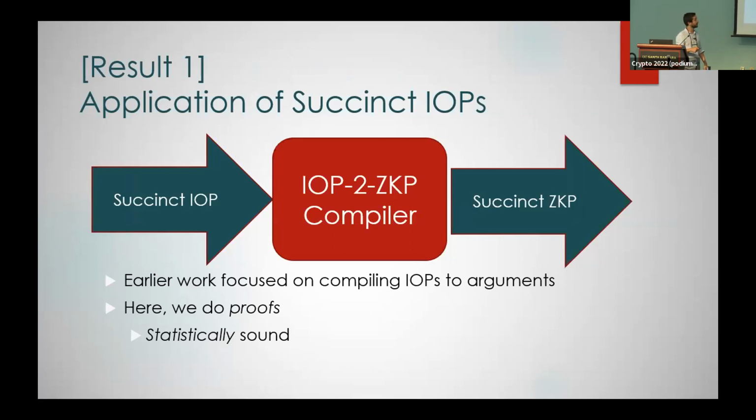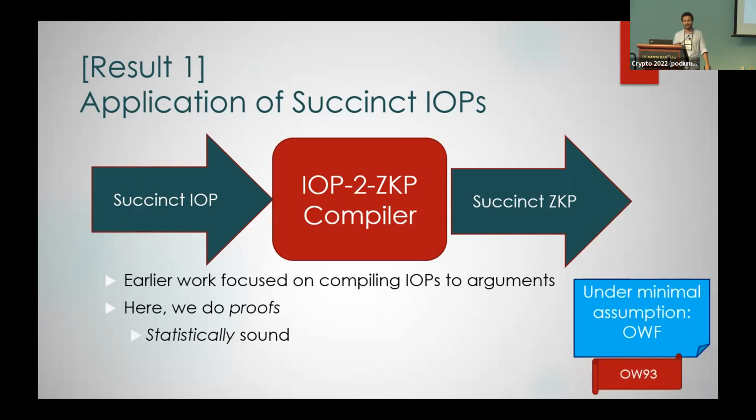And this compiler only needs the minimal assumption of one-way functions. So give me a one-way function, and that will give you this compiler. There's no need to bring in the big guns here or any other more sophisticated cryptographic assumptions. So this is our first result: succinct zero-knowledge proofs.